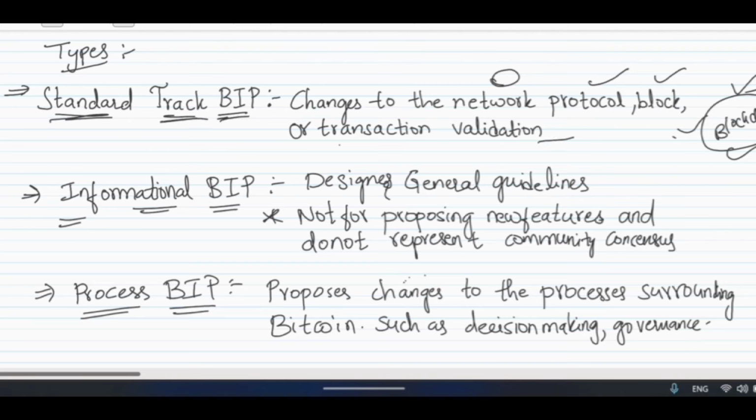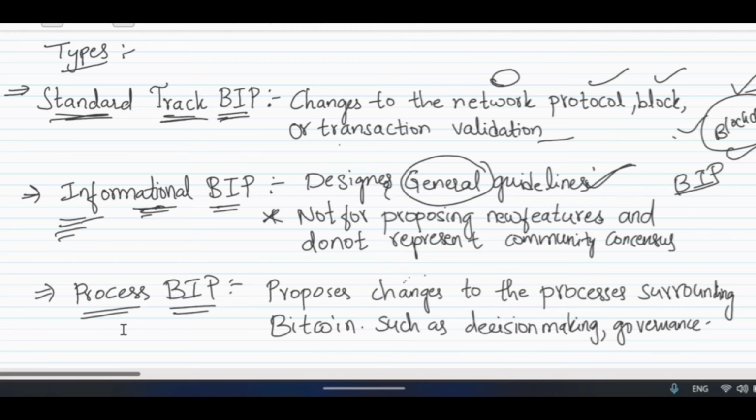Coming to the informational BIP, this is a type of BIP that doesn't make any new features or improvements. It just gives general guidelines, but it does not propose any new features and does not represent any community consensus.